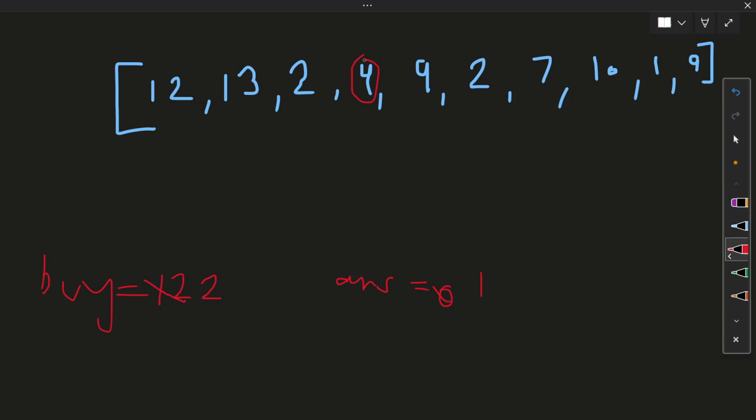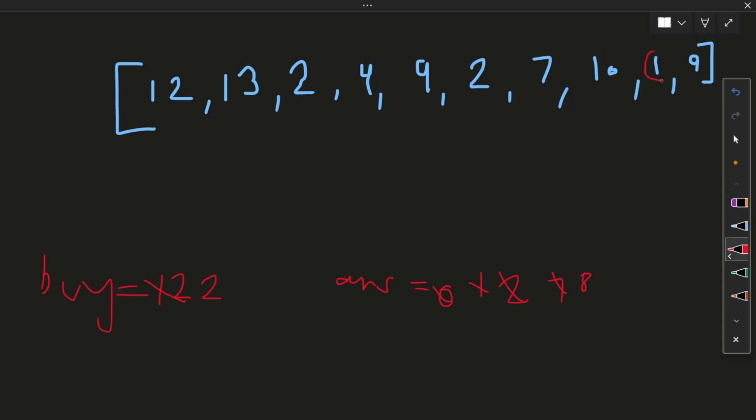Then we have this. If we sell this stock at this position, we get 2. If we sell this stock at this position, we get 7. So the maximum is 7. Then we have this 2. So the profit will be 0. Then if we sell the stock at this position, profit will be 5. If we sell the stock at this position, profit will be 8.